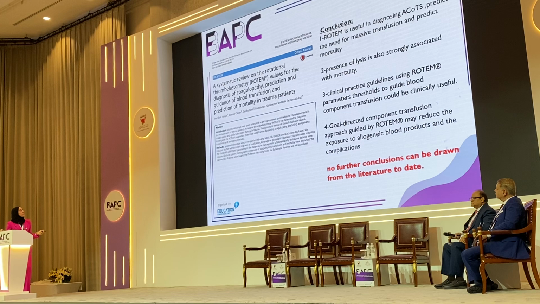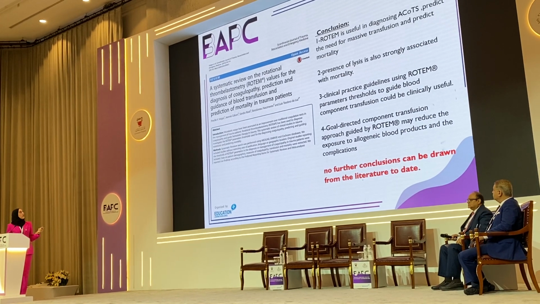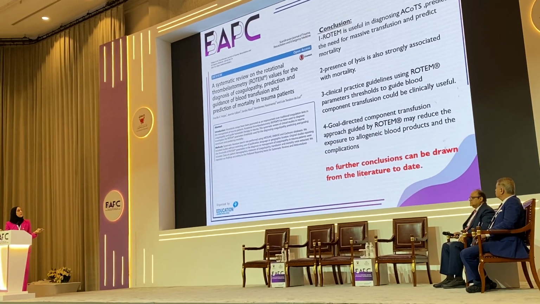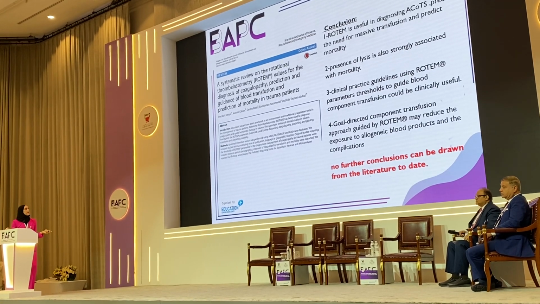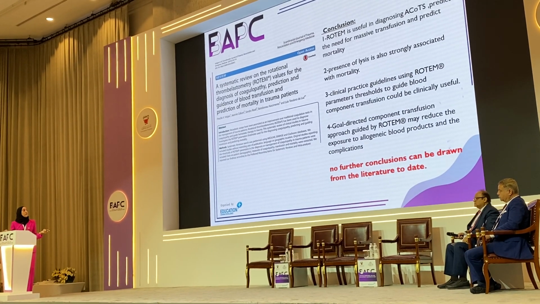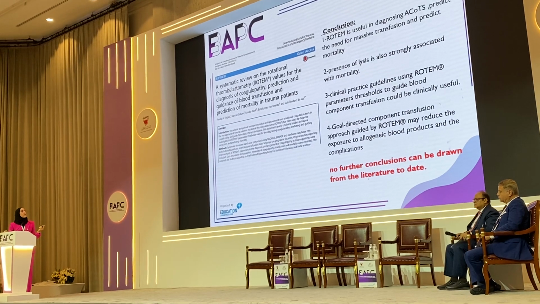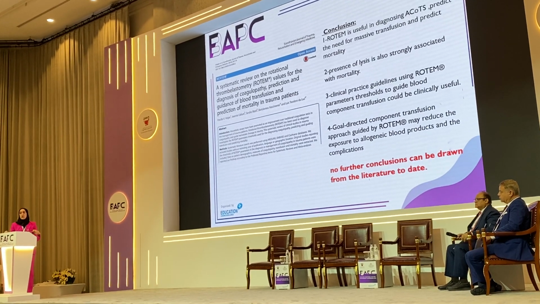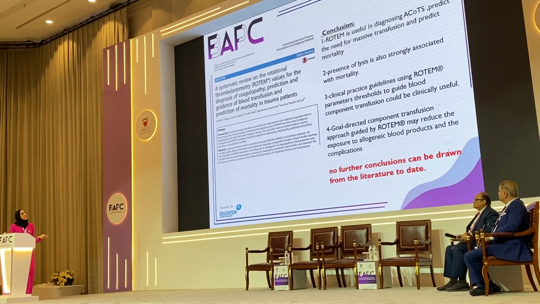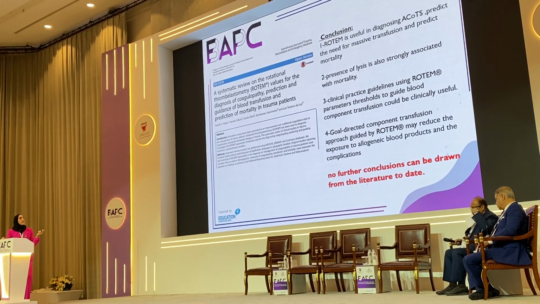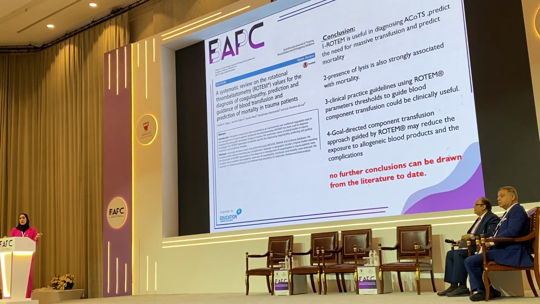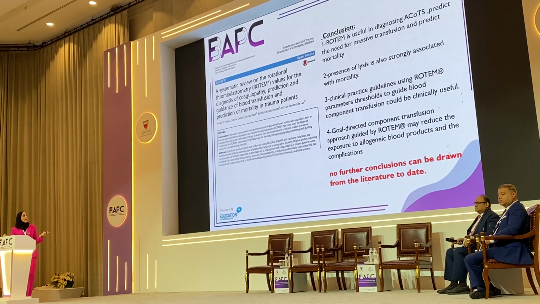So this study was published in the Scandinavian Journal of Trauma. It looked at ROTEM because people were starting to question, okay, how useful is it? How applicable is it? It was found to be really useful. It predicts your need for massive transfusion. It tells you when you need to activate the MTP. It's prognostic, so it tells you about your mortality, especially if you have prolonged fibrinolysis. That is associated with a high mortality.